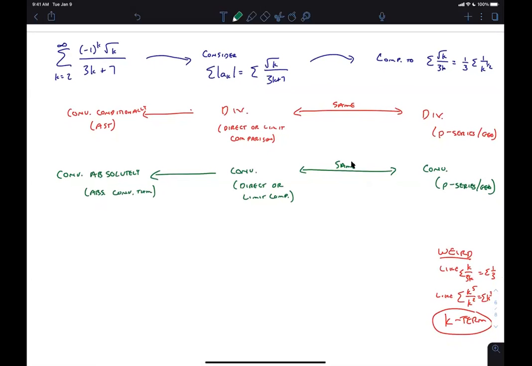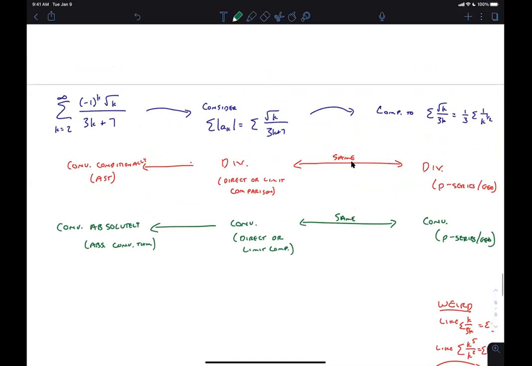So this works when you have -1 to the k and then power functions over power functions, like this problem. Or if you have -1 to the k and you have exponential functions over exponential functions, like 2 to the k, 3 to the k, e to the k. That's when over here it's geometric instead.